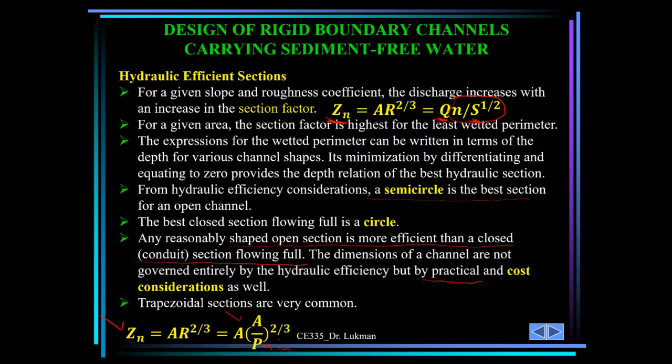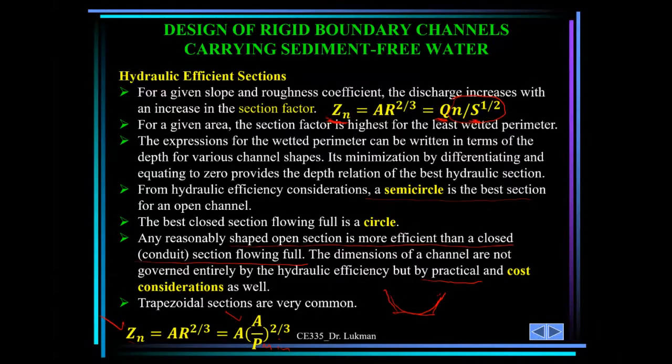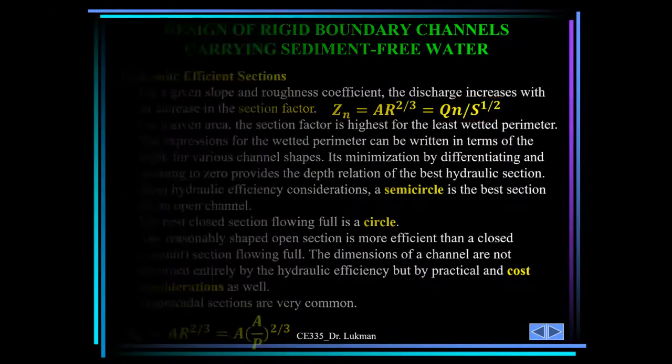So trapezoidal sections are very common. And they are very common because constructing a semicircular channel has a lot of challenge. So that's why the one that's closest to a semicircle is the trapezium. You look at it, it is somehow closer to a semicircular channel. So that's why you have trapezoidal sections being more common.